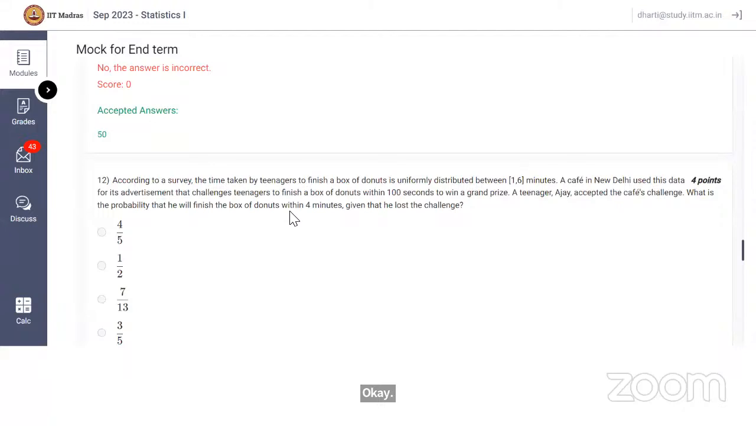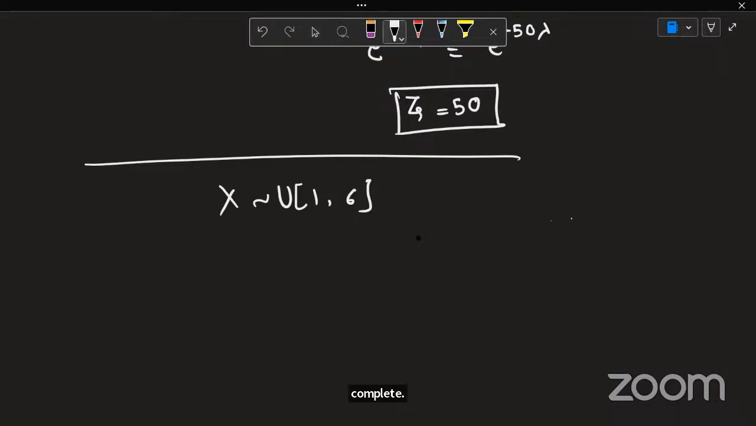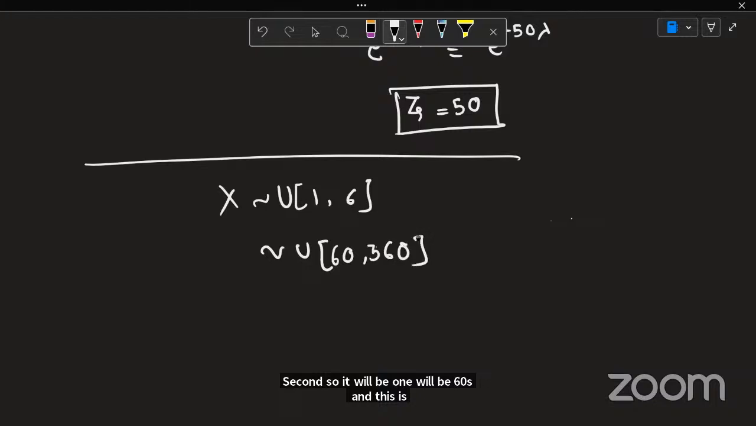A teenager, Ajay, accepted the cafe's challenge. What is the probability that he will finish the box of donuts within 4 minutes, given that he lost the challenge? So as the question says 100 seconds, the task is to complete X less than or equal to 100 seconds, right? So let's convert this into seconds. 1 minute is 60 seconds, and this will be 6 into 60, which is 360 seconds, right? So your X is now distributed like that.